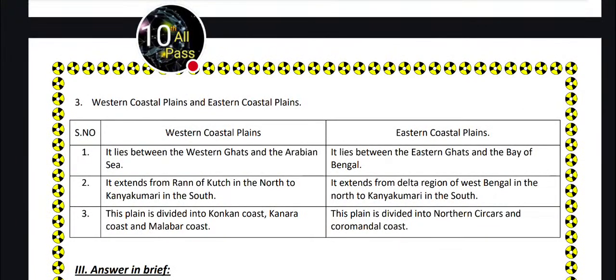Third one, West Coastal Plains and Eastern Coastal Plains. The Western Coastal Plain lies between the Western Ghats and the Arabian Sea. The Eastern Coastal Plain lies between the Eastern Ghats and the Bay of Bengal. The western plain extends from Rann of Kutch in the north to Kanyakumari in the south. The eastern plain extends from the delta region of West Bengal in the north to Kanyakumari in the south. The western plain is divided into Konkan coast, Kanara coast and Malabar coast. The eastern plain is divided into Northern Sircars and Coromandel coast.